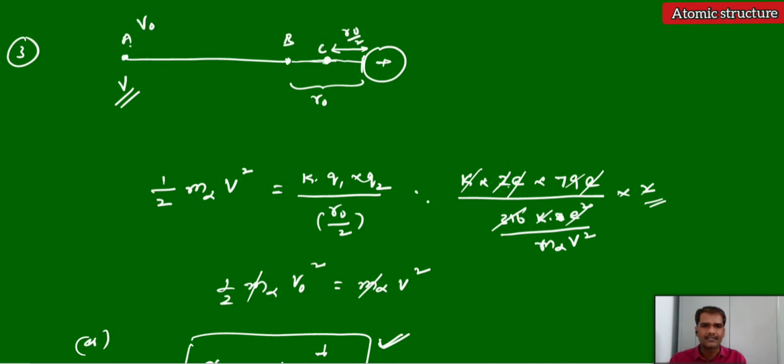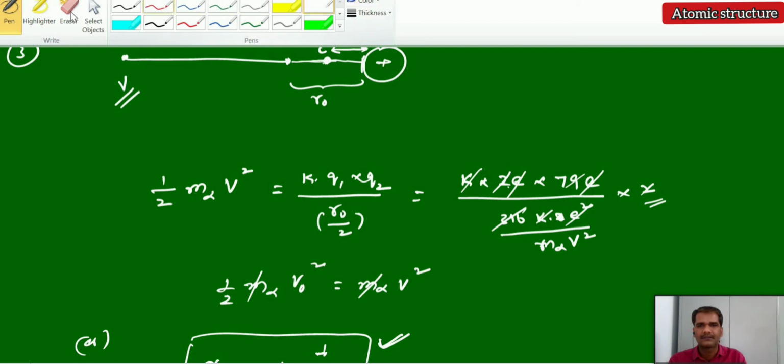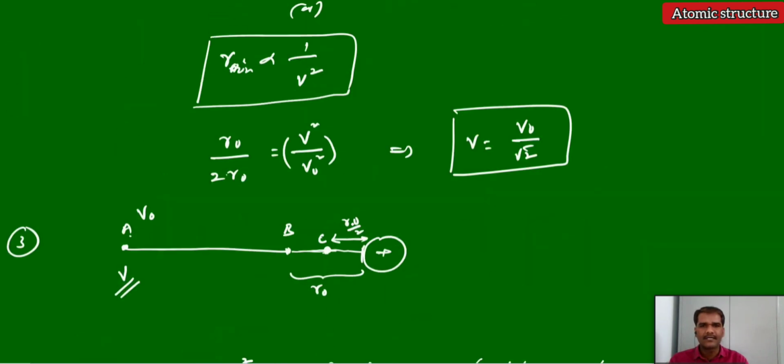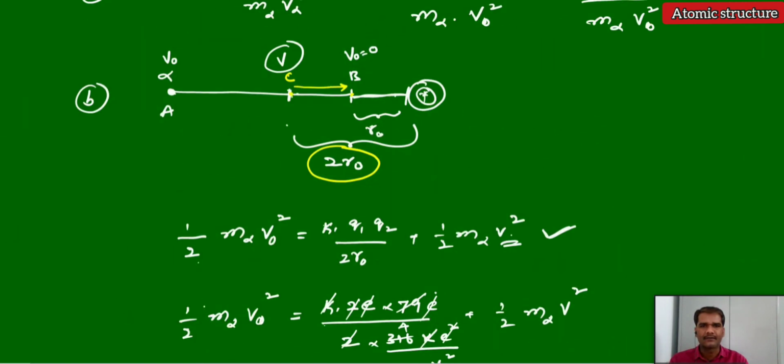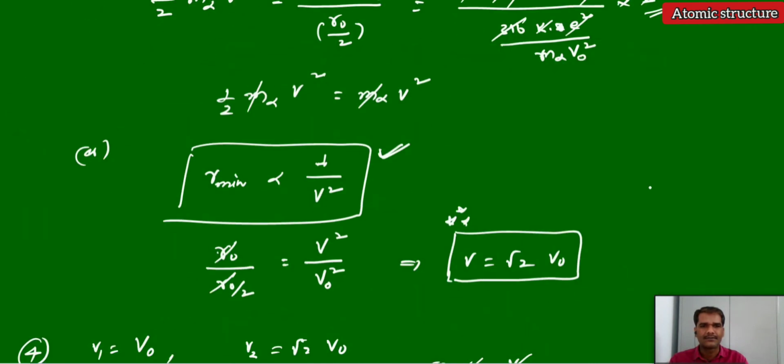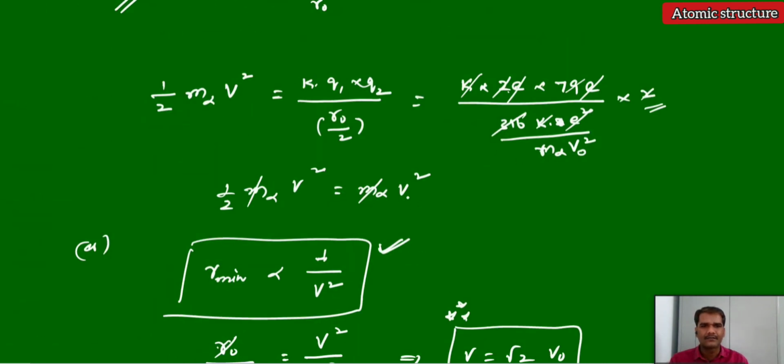The remaining calculations are the same. And here instead of this V naught, we should take V. But we know that this is the V naught value, so R0 by 2. R0 is related to that V0 value. So this V0 R naught we have to substitute. That we did wrong. This is V naught square and this is V naught square, and from this we will get V is equal to root 2 V naught.